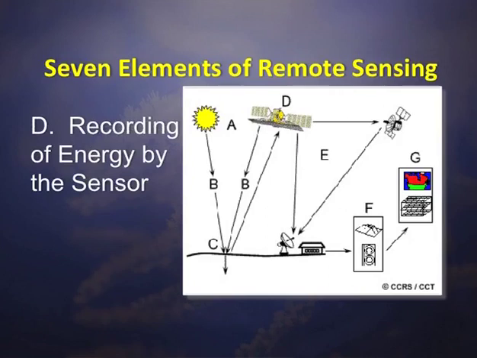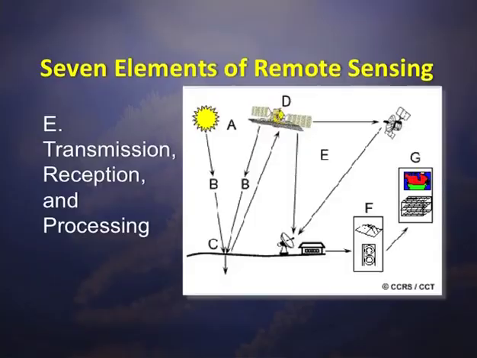So, the fourth element is recording of the energy by the sensor of the satellite. The light comes from the sun, passes through the atmosphere, falls on the object, reflects, and the recording of that energy by the satellite is the fourth element.